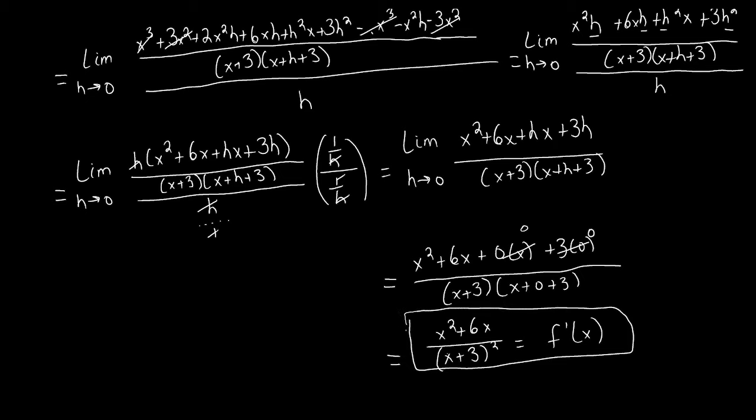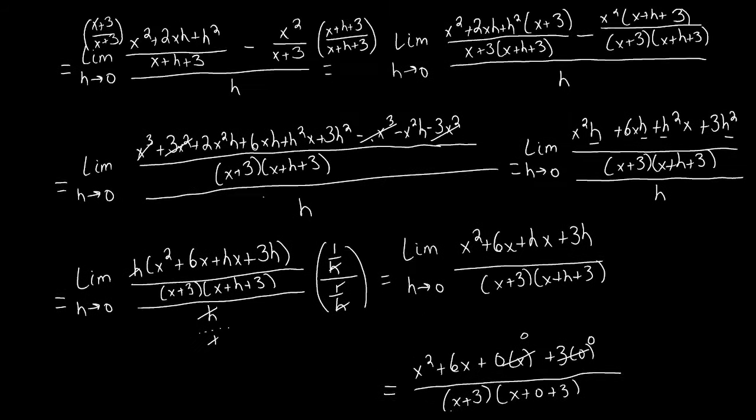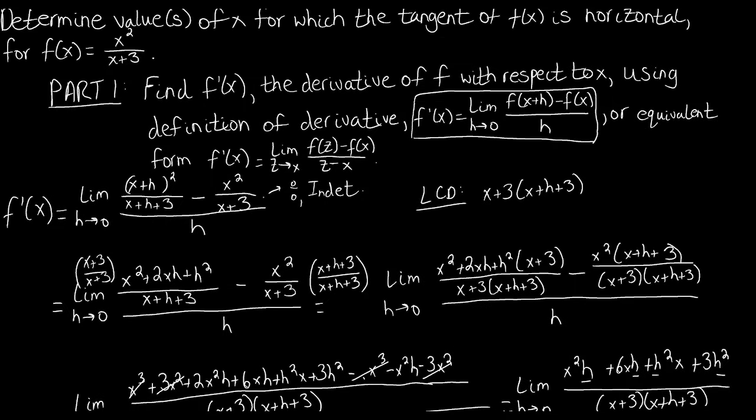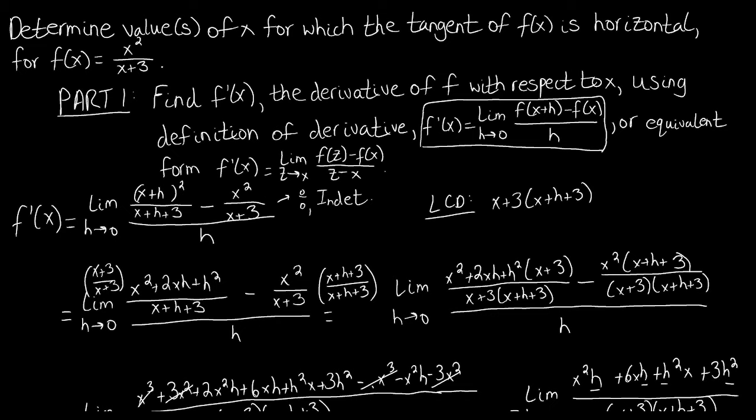So like I said, this is the method and the approach to using the limit as h approaches 0 definition that we have. We were also given an equivalent form for this question, the limit as z approaches x of f of z minus f of x over z minus x. What this function that we're evaluating the limit of is going to look like is, instead of f of x, we evaluate f of z. So we'd have z squared over z plus 3 minus x squared over x plus 3, all over z minus x.